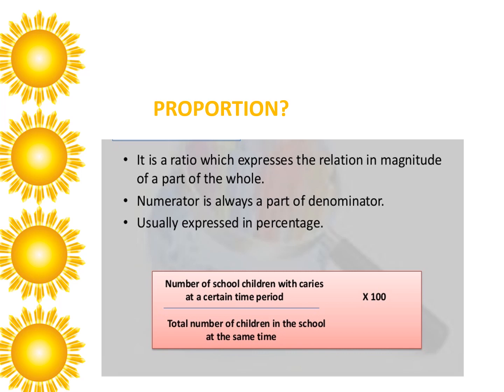And the proportion is nothing but the ratio which expresses the relation in magnitude of a part to the whole and is usually expressed in percentage. The example is given as the number of school children with caries at a certain time period divided by the total number of children in the school at the same time, into 100. This into 100 is very important.